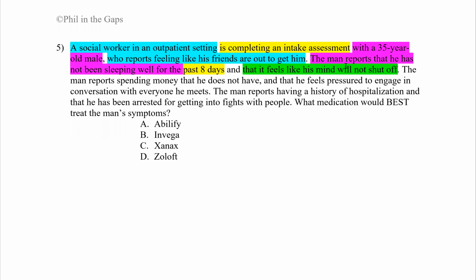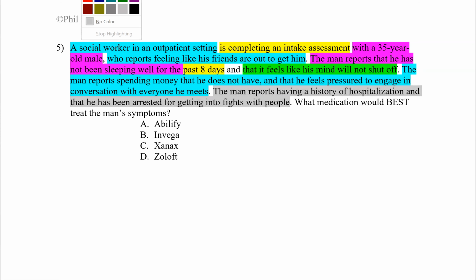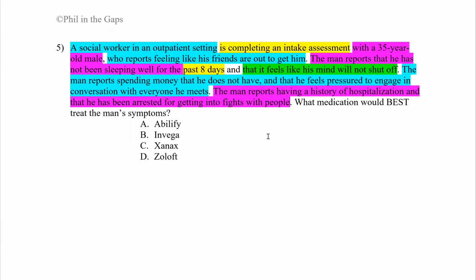So we have some flight of ideas, thoughts running through his head faster than he can keep up. The man reports spending money that he does not have and feels pressured to engage in conversation with everyone that he meets. So pressured speech and activities that could be risky. The man reports having a history of hospitalization and that he's been arrested for getting into fights with people. What medication would best treat the man's symptoms?